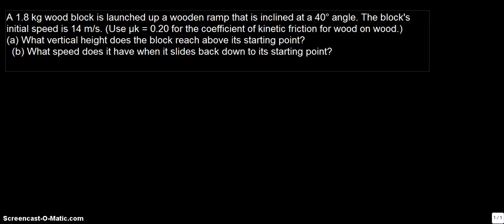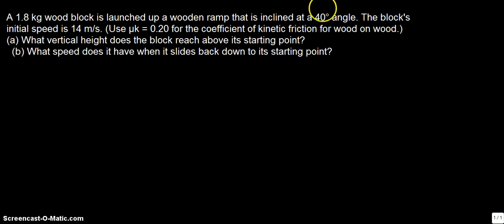Here's another problem with friction on an incline. We have a 1.8 kilogram wood block launched up a wooden ramp that's inclined at a 40-degree angle with the horizontal. The block's initial speed is 14 meters per second and mu k is 0.2, and we want to know the vertical height the block reaches above its starting point.